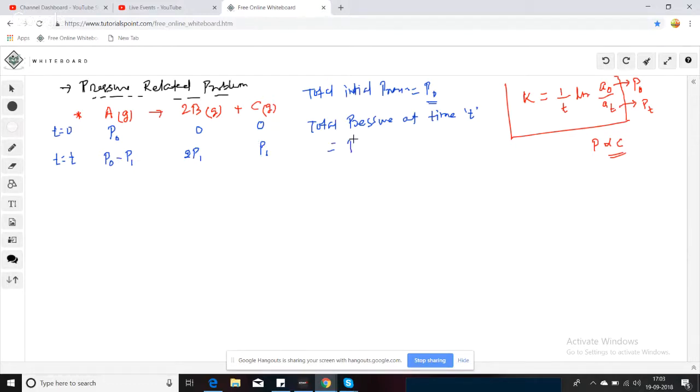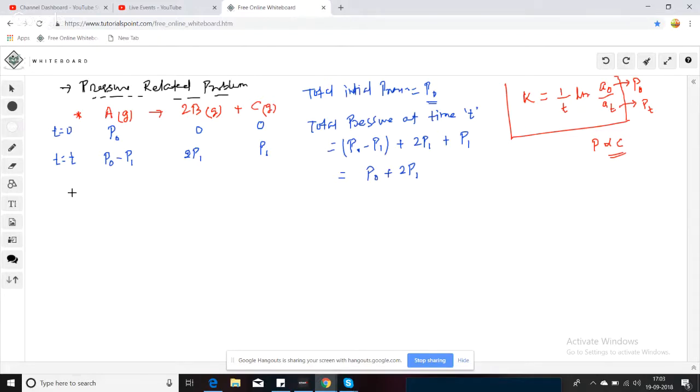So P naught minus P1 plus 2P1 plus P1. Is it clear, all of you? And we get P naught plus 2P1. This is the total pressure at time t.